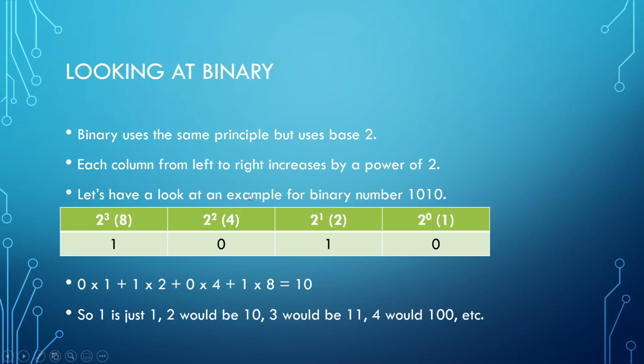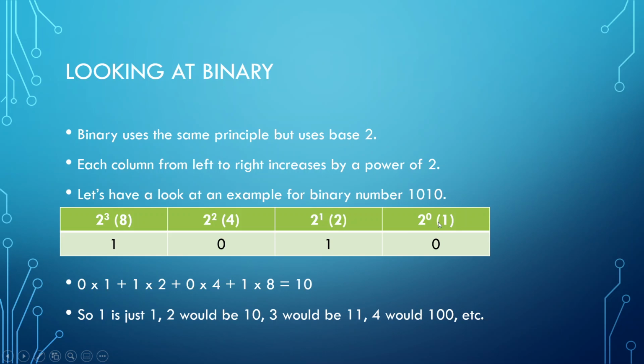And the way that we work it out is simple. It's the same way we worked out what the decimal number 356 is. In this case, we do 0 times 1 plus 1 times 2 plus 0 times 4 plus 1 times 8, which is 10. So binary 1010 is actually equal to decimal 10.